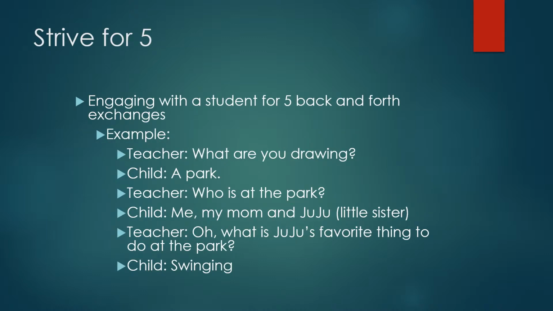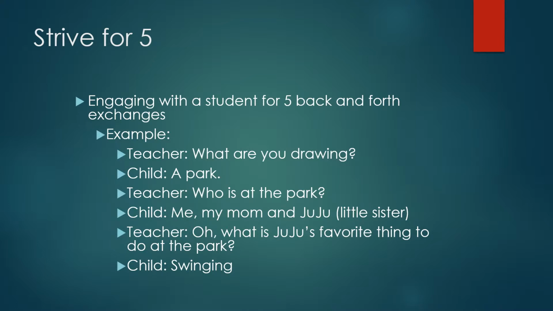In my company, we have a saying called Strive for Five, and it's engaging with a child in a conversation for 5 back and forth interactions. For example, as you see, "What are you drawing?" "A park." "Who is at the park?" "Me and my mom and Juju." "Oh, what is Juju's favorite thing to do at the park?" "Swinging." This allows the child to become more and more familiar with how a conversation works.